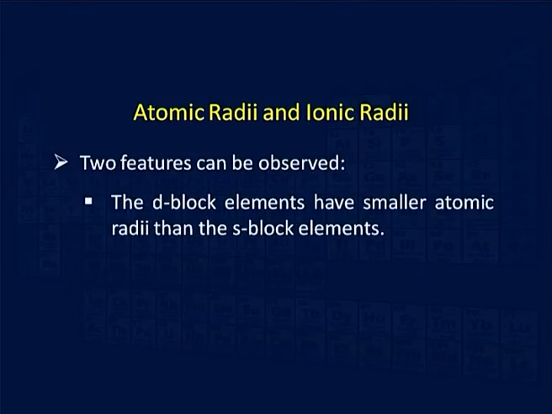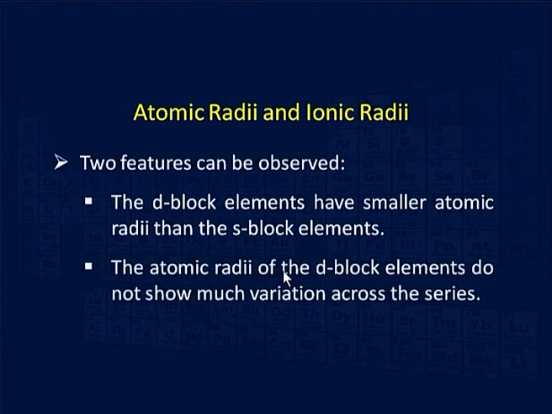The next important property of the transition metal ion is their atomic and ionic radii. Here two features are worth mentioning: the D block elements have smaller atomic radii compared to the S block element, and the atomic radii of the D block element do not show much variation across the series.